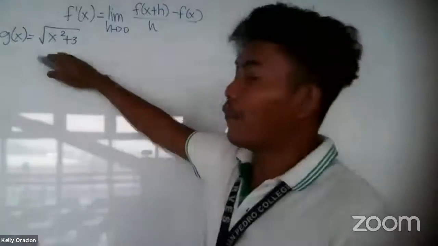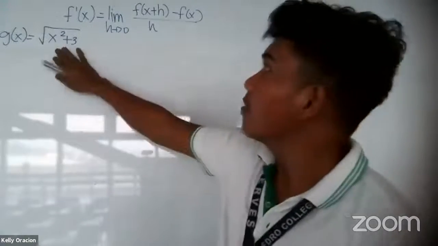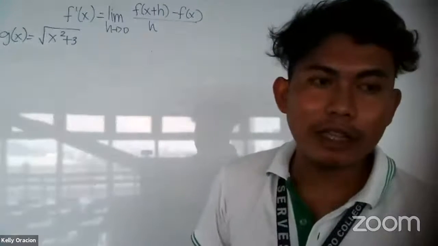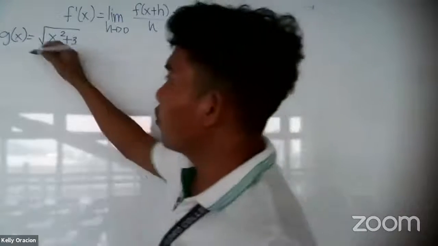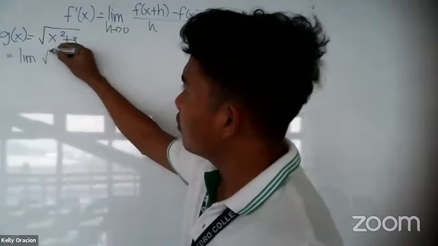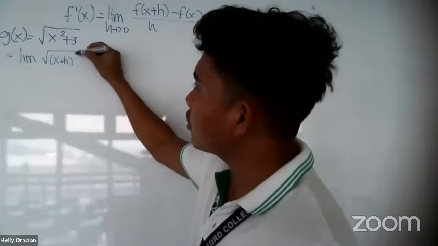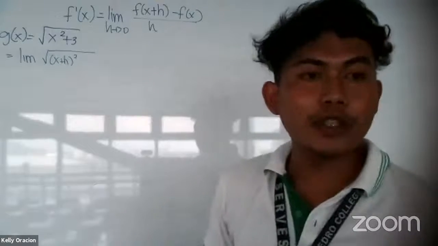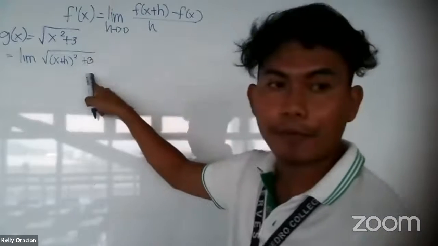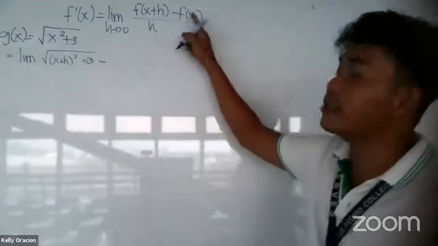again. The first step, you need to substitute the value of your x by x plus h, di ba? Ang first function, substitute it by x plus h. So you will be having this kind of expression. X squared magiging x plus h squared. X will be substituted by x plus h and plus 3. Then minus f of x.